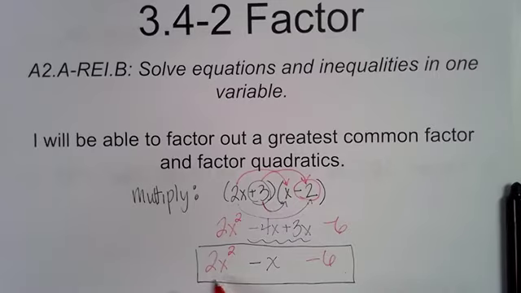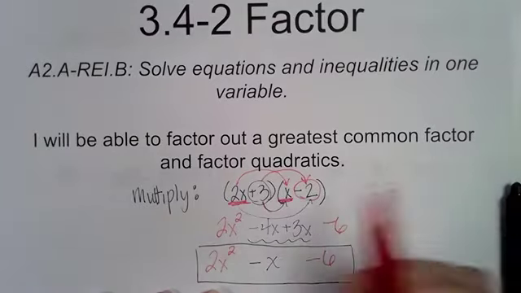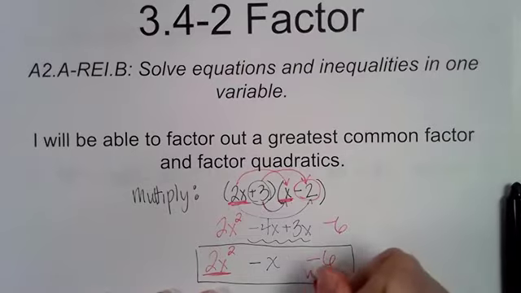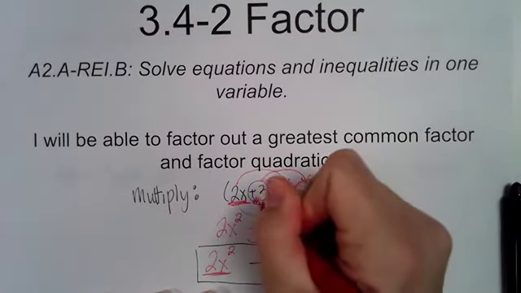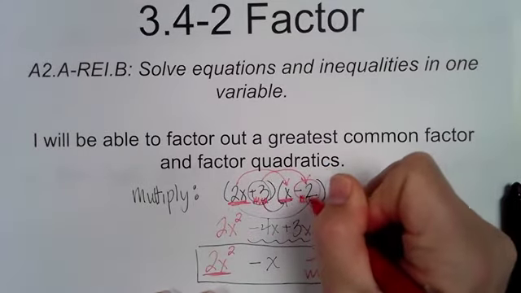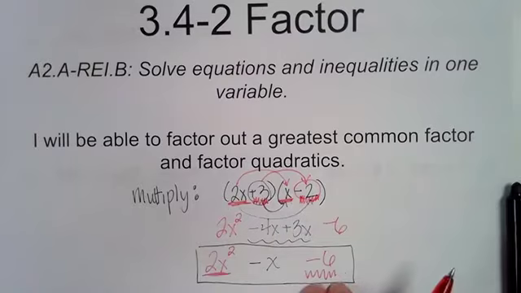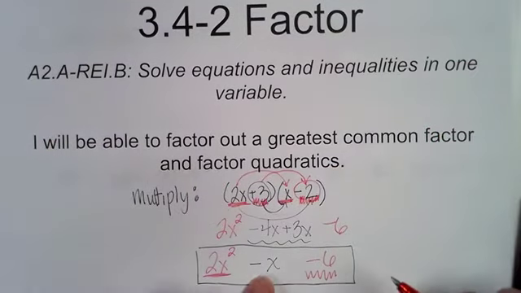So where did the 2x squared come from? It came from the 2x times the x. That 2x times x gives us this 2x squared. And then the negative 6 comes from the positive 3 times the negative 2. This last times last position gives us the last thing, which is kind of nice because we've sort of filled in our bubbles. Where does this negative x come from?